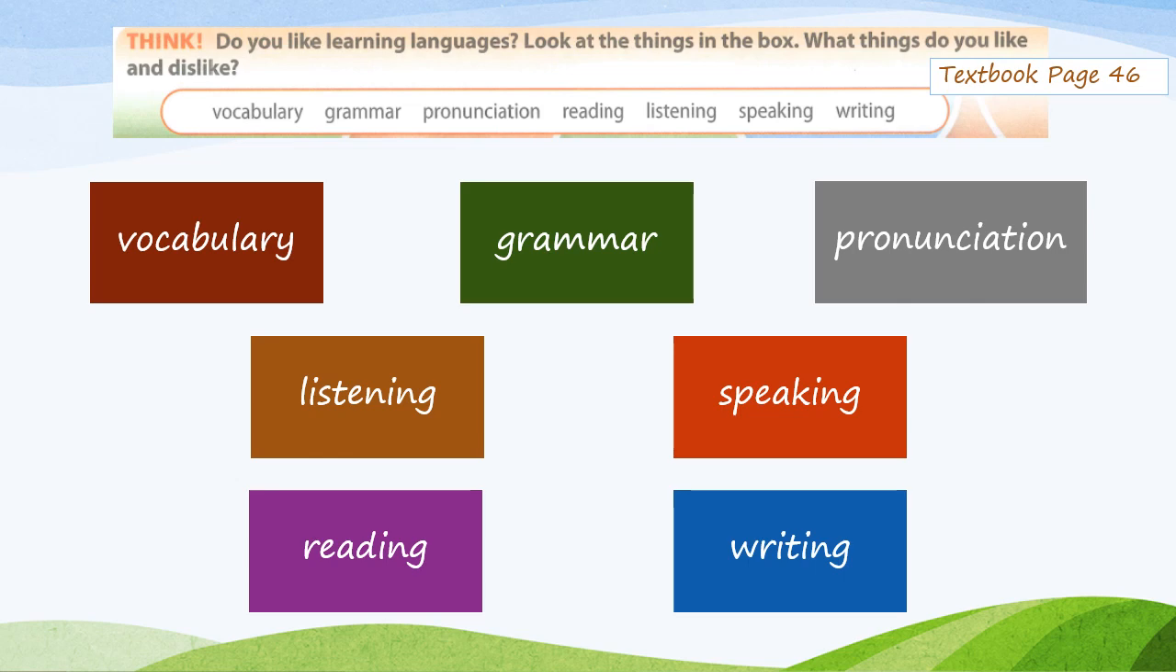So do you say chocolate or chocolate? Do you say swimming or swimming? So that's your pronunciation. Swimming, we say swimming, we don't say swimming. Climbing, you don't say climbing. So that's pronunciation. And also when we learn a language, we have to practice our listening, speaking, reading, and also our writing.